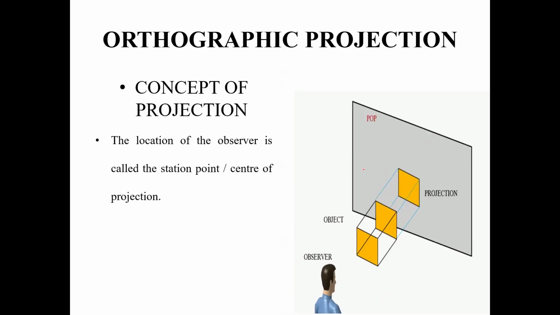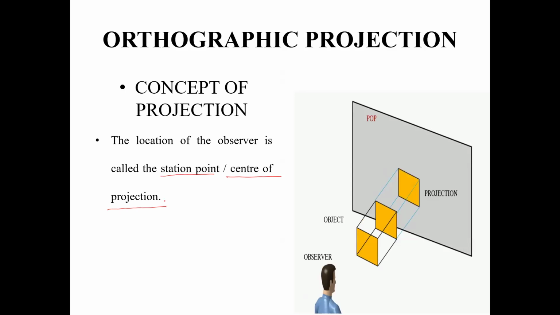And finally, the location of the observer, the place from where the observer is looking at the object, is called the station point, or sometimes it is called the center of projection. So these are some of the important terminologies which are associated with the concept of projection.